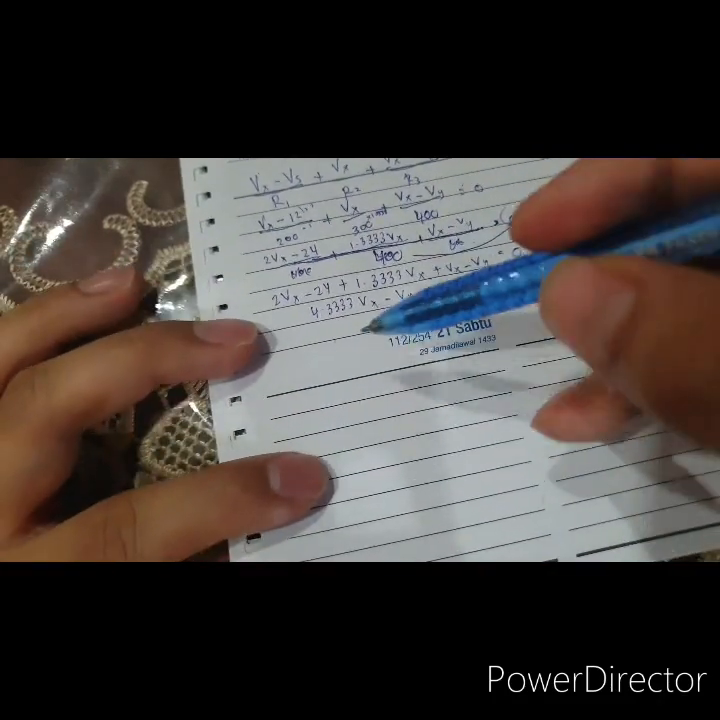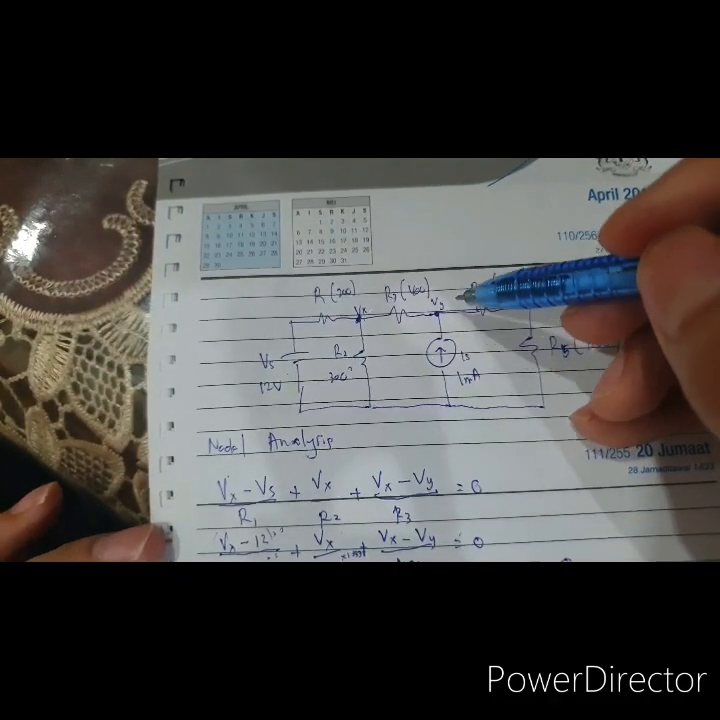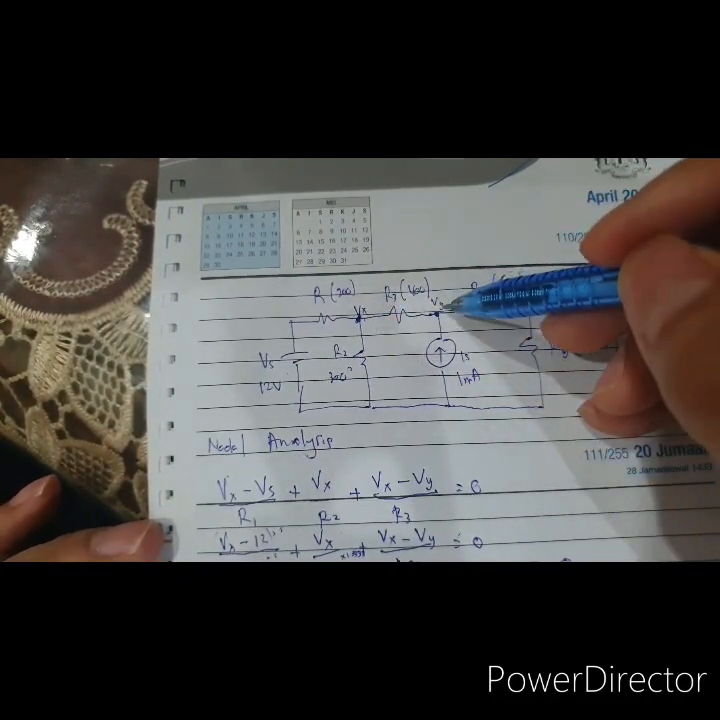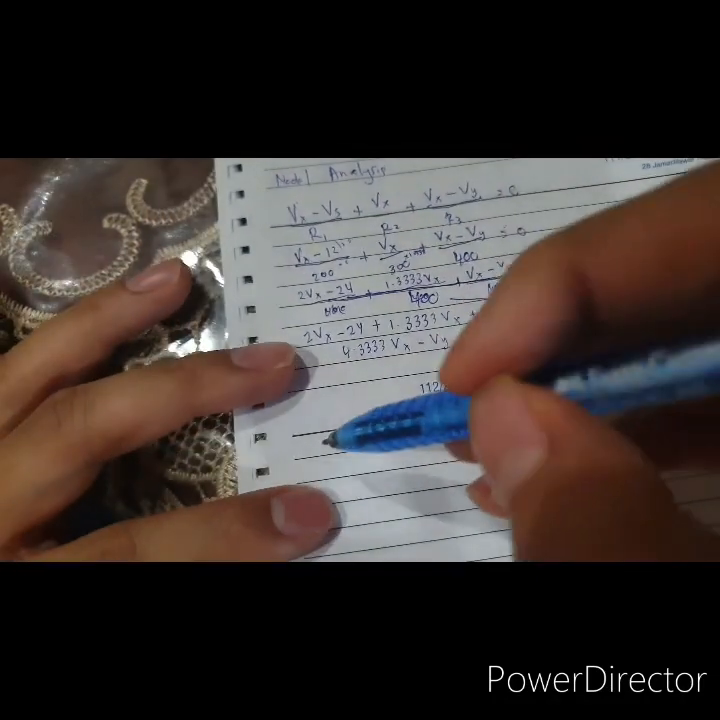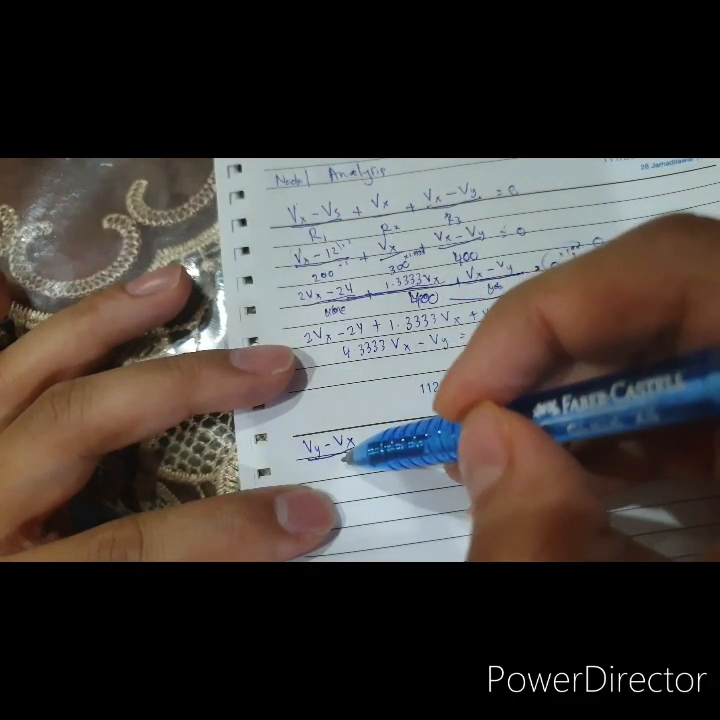Okay, let's do for the Vy junction. So Vy, okay, so Vy minus Vx 1, 2, 3. Okay, so Vy minus Vx over what?